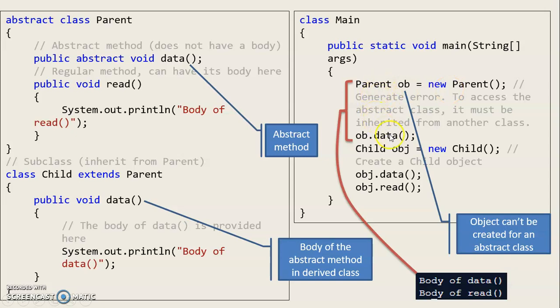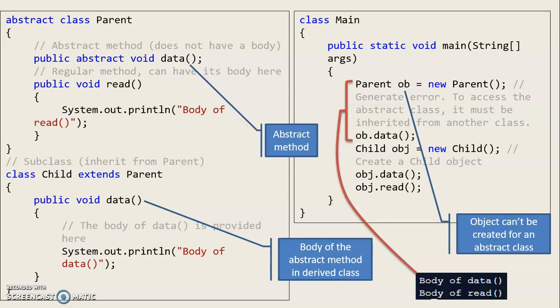So if I exclude these lines, I can execute this program. I can create an object obj corresponding to the subclass child, and using that object obj I can call the data method and the read method that are defined inside the parent class. So this is how an abstract method as well as an abstract class works.